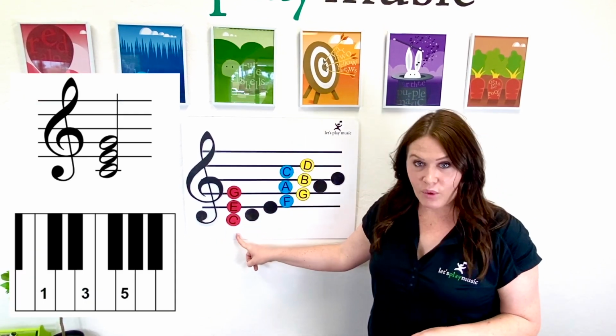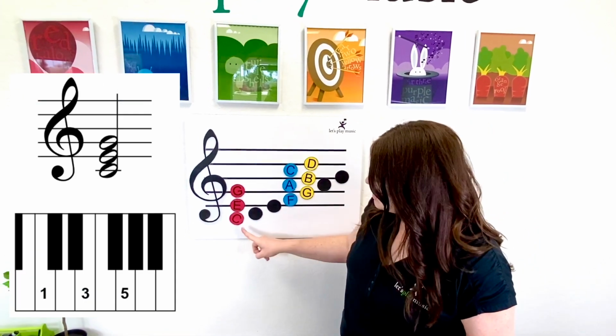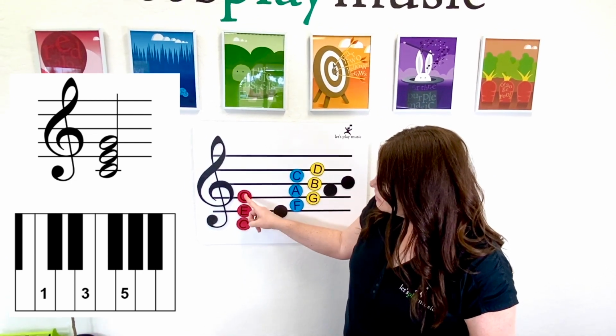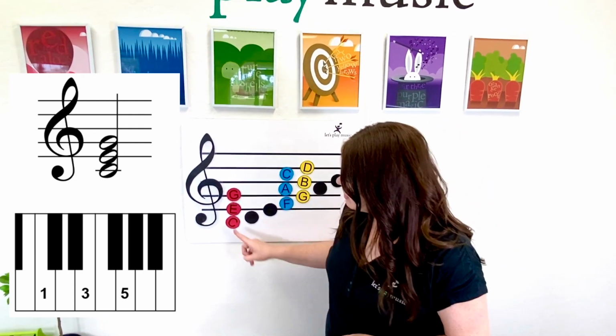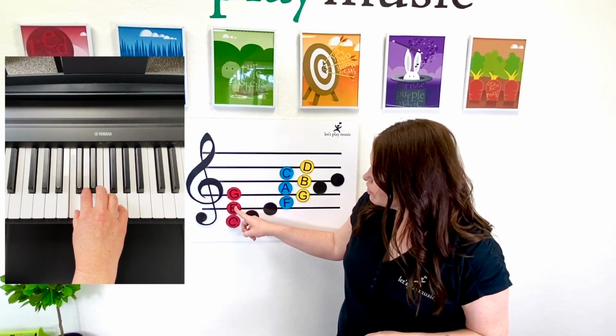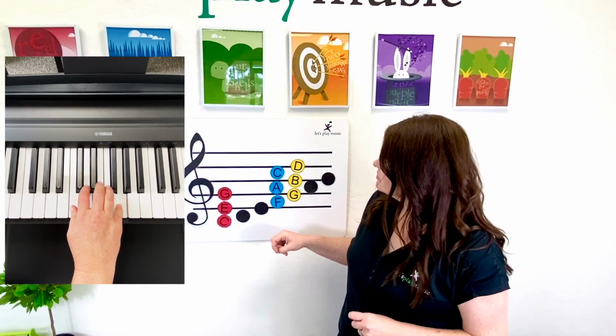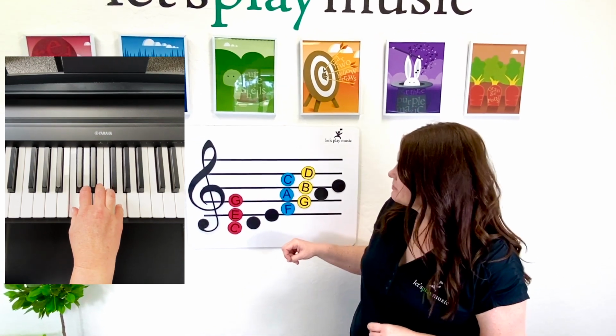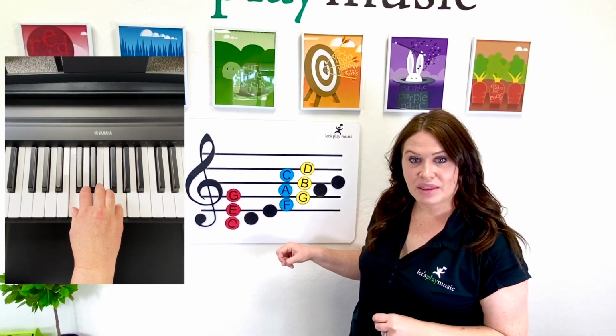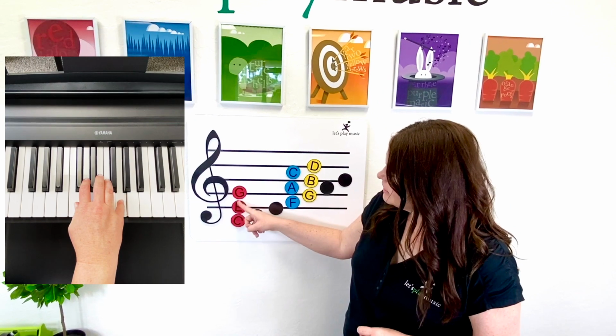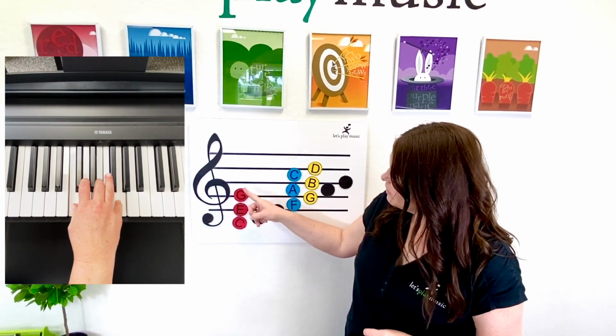So my 1 chord, as we said earlier, in the key of C major is a C, E, G triad. I will place my thumb on middle C, my 3 finger on an E, and my 5 finger on a G. Just like this. Think you can play that with me? Try it. C, E, G with 1, 3, 5.